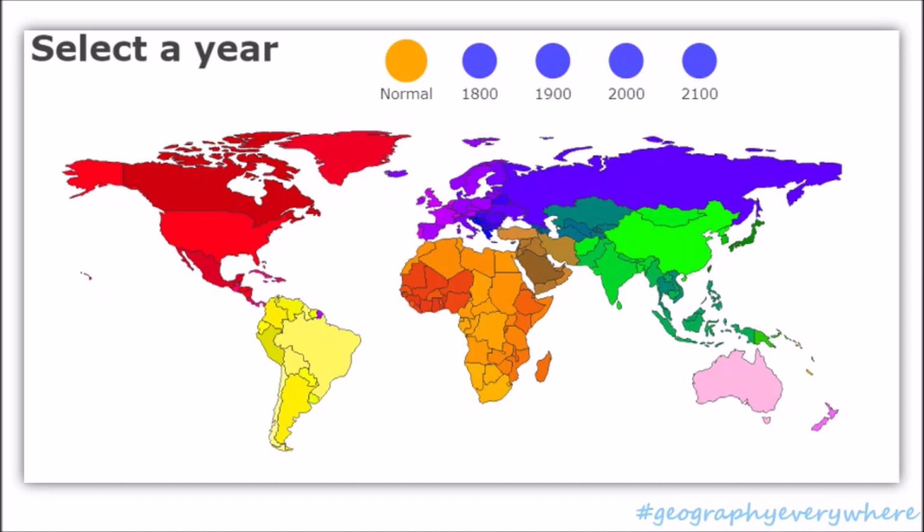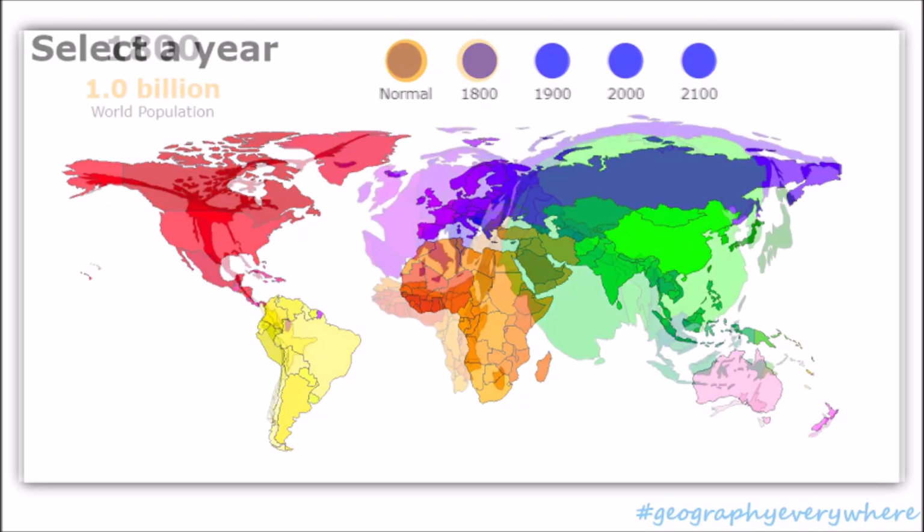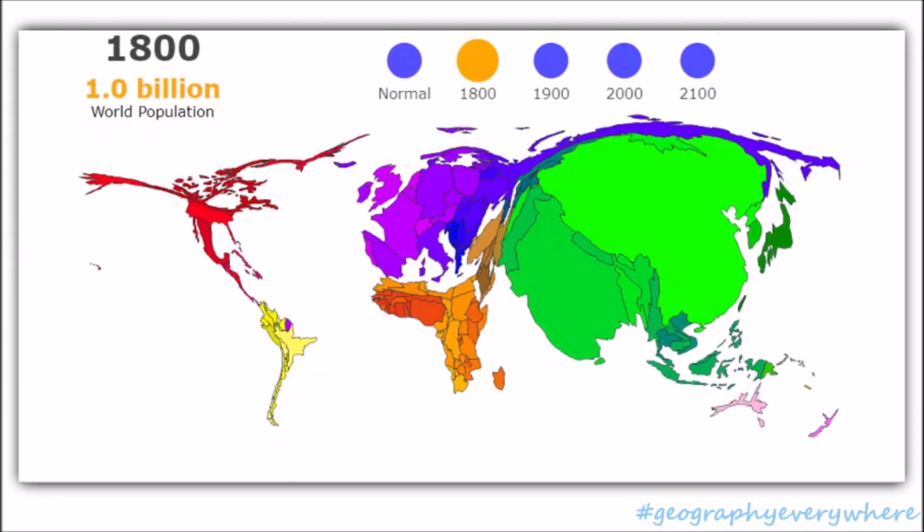This is a map of the world. You can see the different continents in different colors, North America in red, South in yellow, Africa in orange, Asia in green, Europe in purple, and Australia in pink. Take a look at this map now. Instead of showing the size of the country, this map has been changed to show the population of the country.